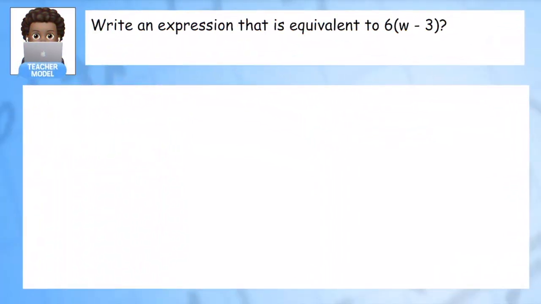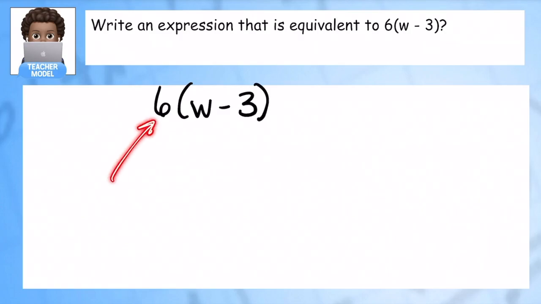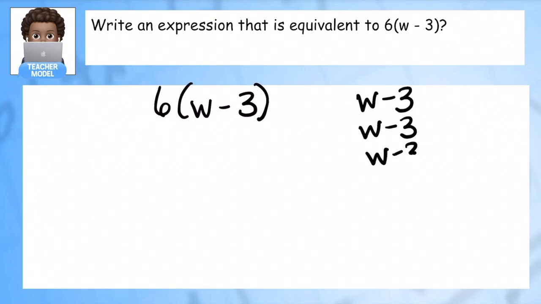Let's write another expression equivalent to 6 times W minus 3. So again, what do we know? I know that I have 6 groups of this. So I'm going to use my method. We could say this, so you could expand it and do this 6 times, which takes up a lot of time. 1, 2, 3, 4, 5, 6.